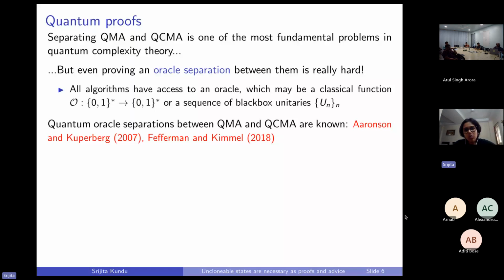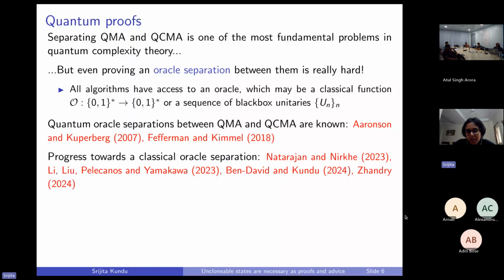So yeah, ideally we want a classical oracle separation between the classes, because if you make the oracle quantum, you're kind of making the problem quantum in a way, and that gives quantum proofs an edge. And also there are separations that don't relativize with respect to quantum oracles, but relativize with respect to classical oracles, which we found out recently. So people have been trying to prove a classical oracle separation between these two classes. For example, there was some recent progress in the last couple of years by Natarajan and Nirkhe, Liu, Pelecanos, Yamakawa. There's also another paper since I made the slides that I forgot to include.